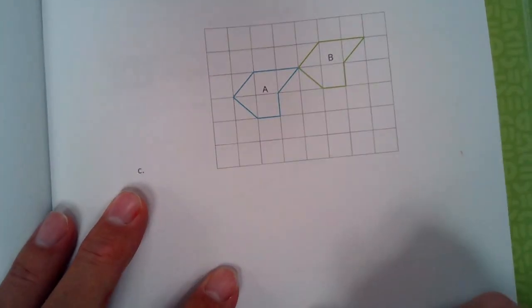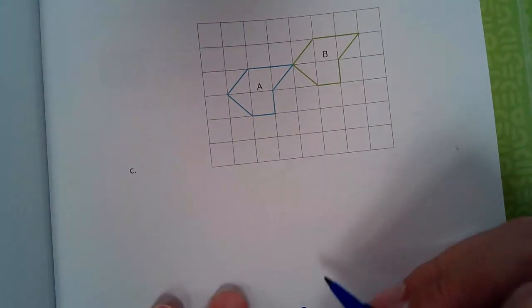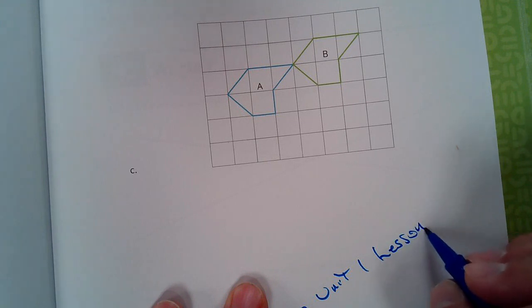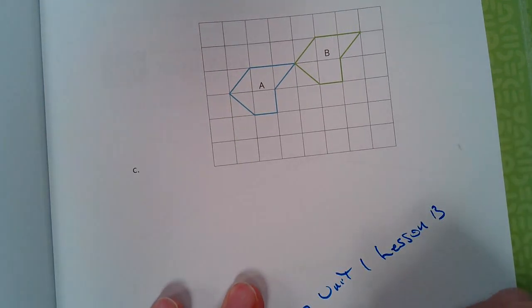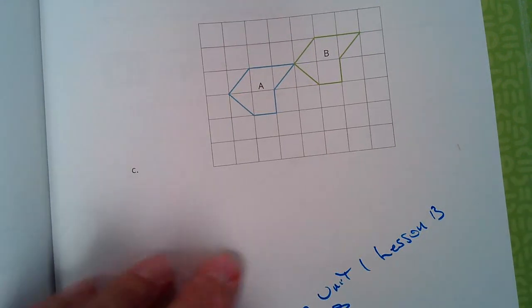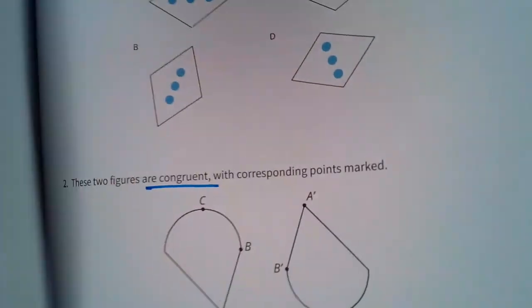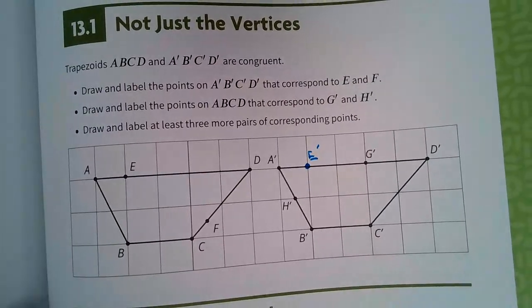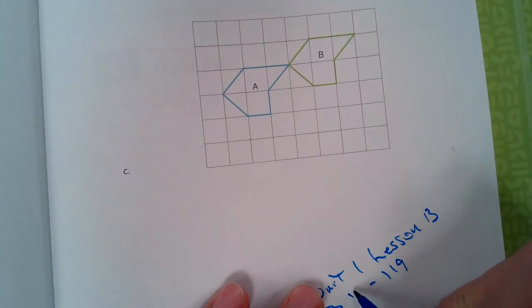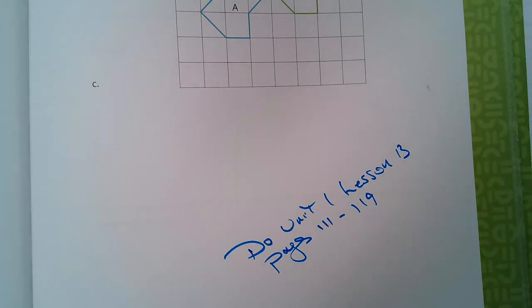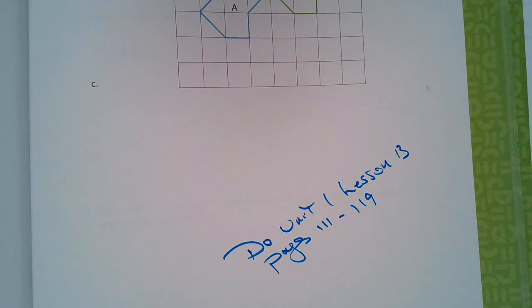All right. Now, let me write down the pages. So this is Unit 1, lesson 13, pages 111 to 119. That's what I want you guys to do. There is also a Get More Math that I'm going to go over with you in just a moment. Let me end this video.